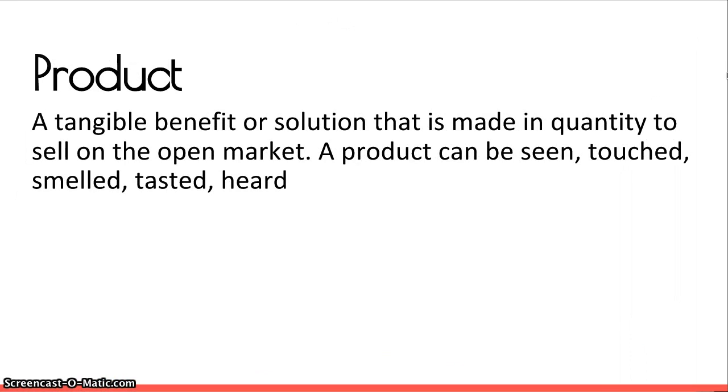One of the things you might market would be a product. And a product is a tangible benefit or solution that is made in quantity to sell in the open market. A product can be seen, touched, smelled, tasted, and heard. So a product would be something that you can actually buy in a package that you can go to the store and pick up. That is what makes it tangible. Something that is tangible is something that can be seen, touched, smelled, tasted, or heard.